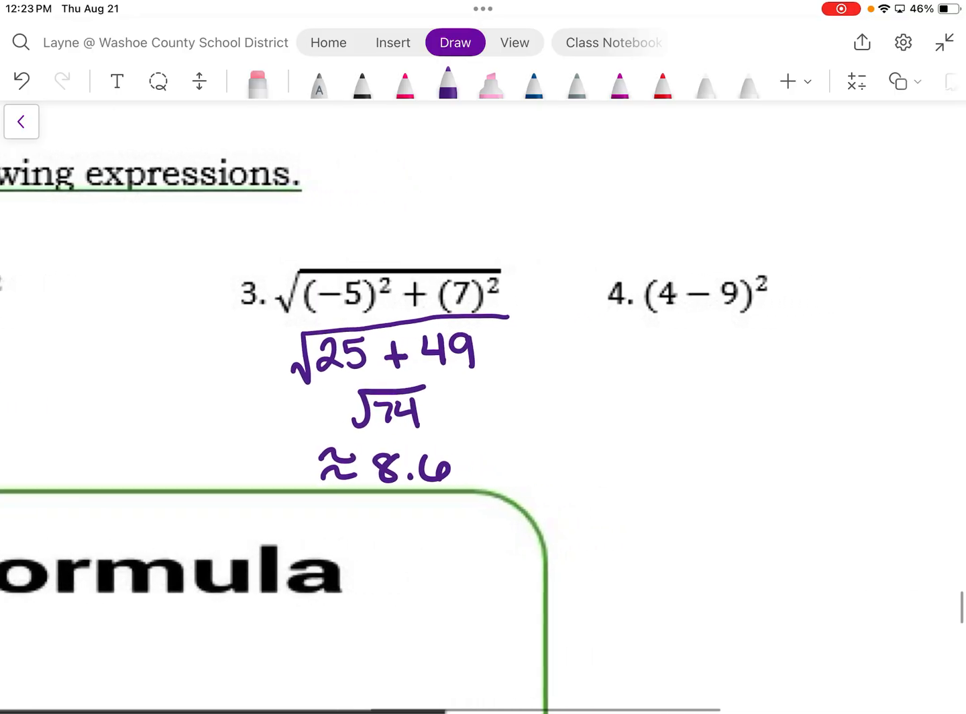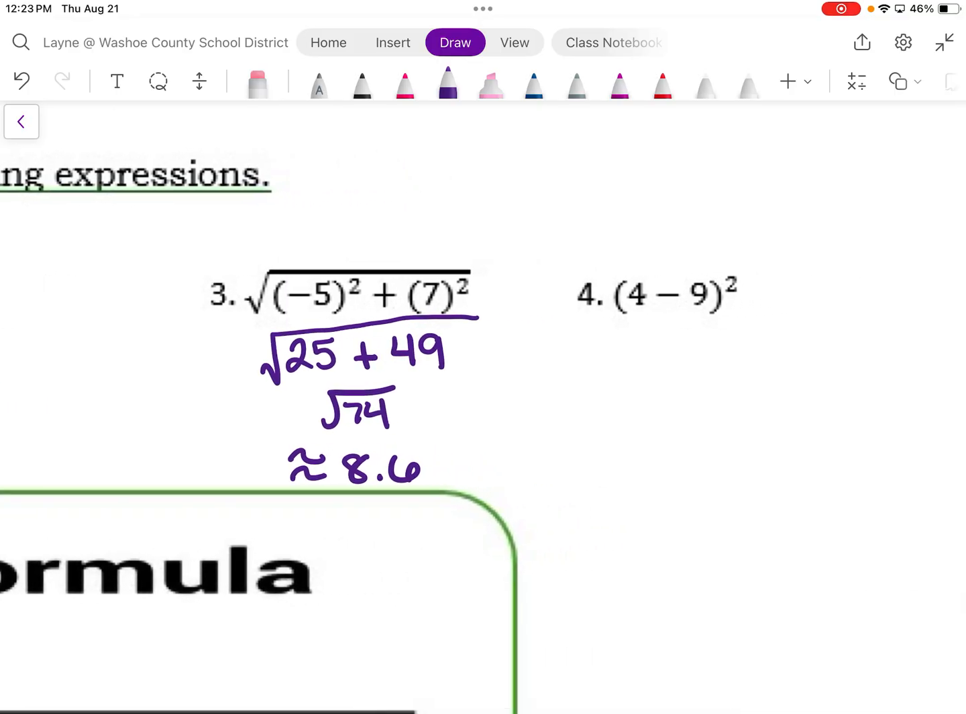And then the last one I'm going to review again, follow PEMDAS. So do what's inside the parentheses first. 4 minus 9 is negative 5 squared. Keep the parentheses on there. Negative 5 squared means negative 5 times negative 5, which is positive 25.